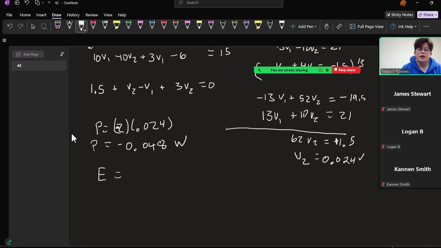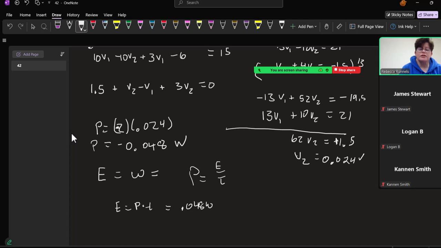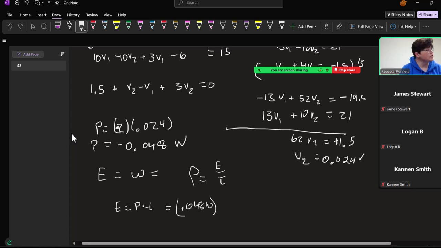So energy, which your textbook uses W for, which is work, but I don't like it. Yeah, I agree. Yes, exactly. And anyway, energy, power is energy over time. So energy is power times time, or 0.048 watts.